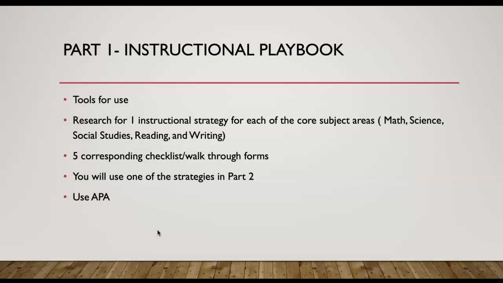So we're asking you to research and find 1 instructional strategy for each of the core subject areas: math, science, social studies, reading, and writing. And then we want you to have 5 corresponding checklists or walkthrough forms. Those are meant to be that expectation of what you expect to see when you go into the classroom to view that teacher after they've implemented the strategy that you've asked them to implement.